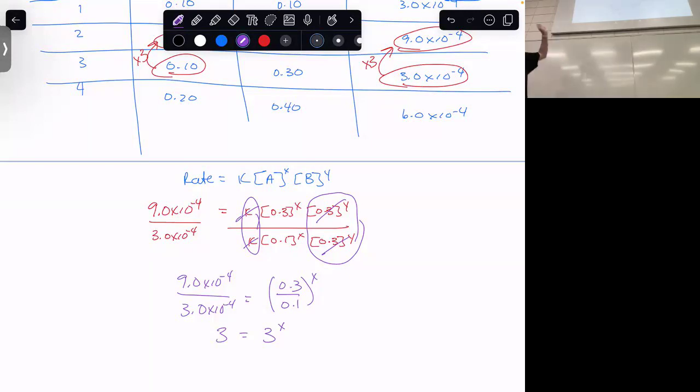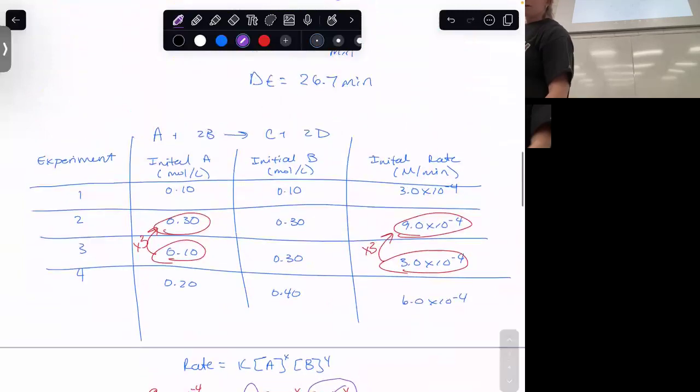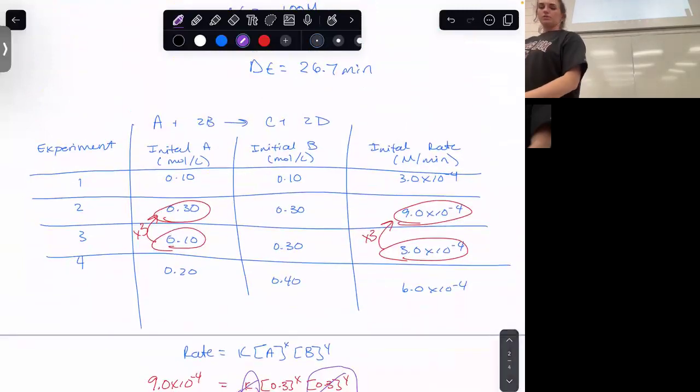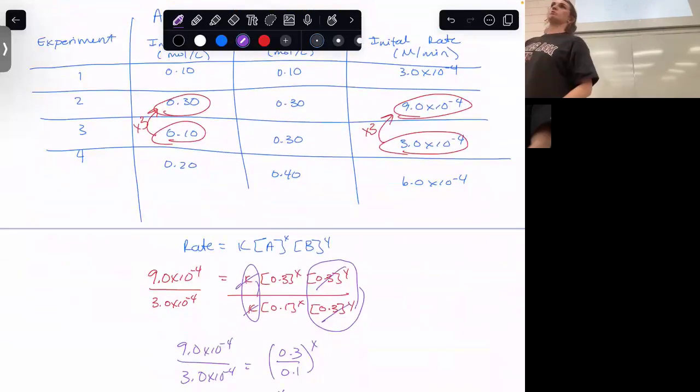So for every reaction you do, for this one, A plus 2B goes to C plus 2D, that will have a rate constant that will be the same for every experiment that you do, depending on the concentration. So those will stay the same even with each experiment that you do. Okay. Yep. Was there another question?